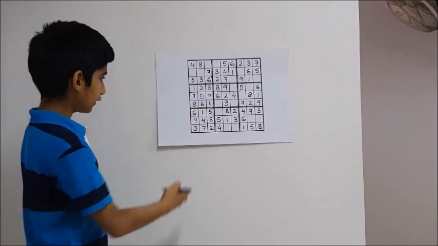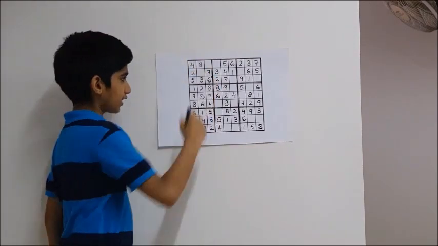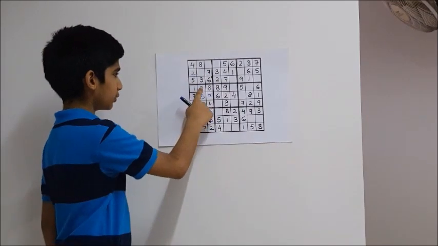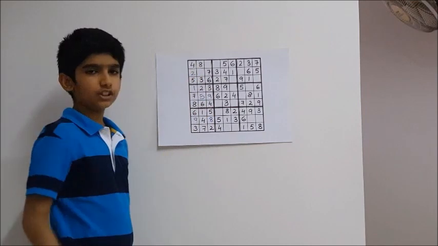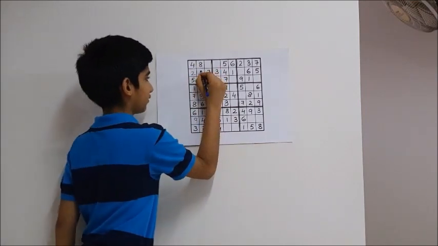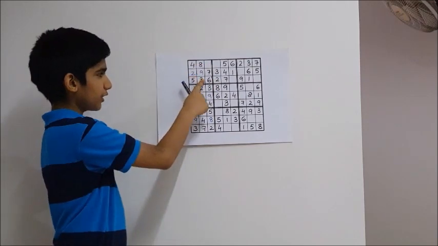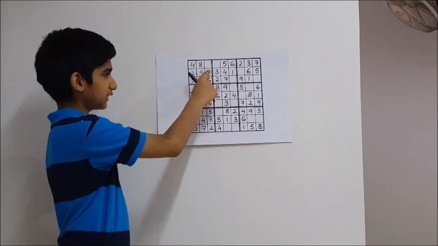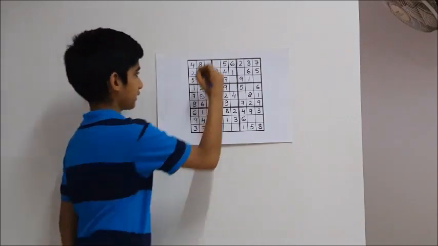Now in the first column, number 2 is remaining. In the second column, 1, 2, 3, 4, 5, 6, 7, 8. So the number 9 is missing. Now in the topmost block, 2, 3, 4, 5, 6, 7, 8 and 9. So the number 1 is missing.